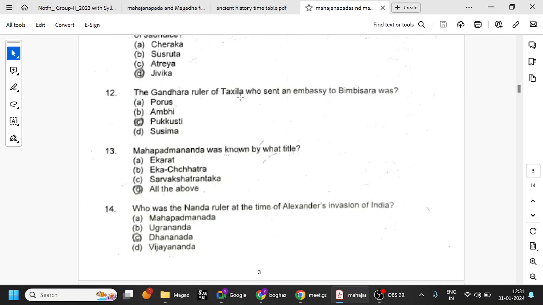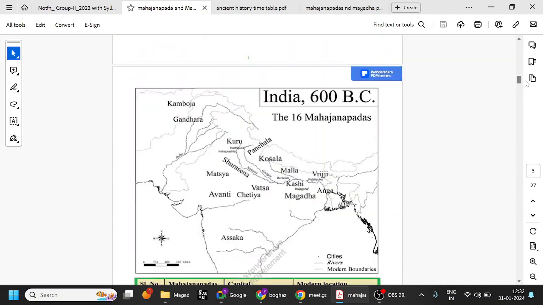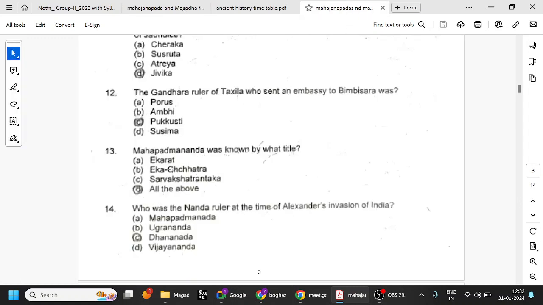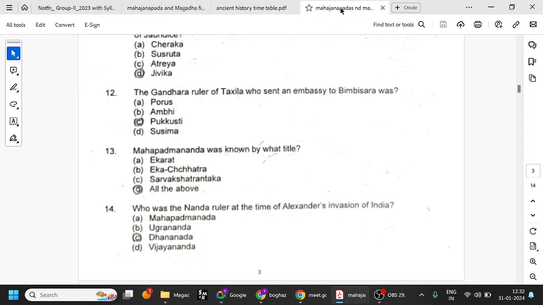So the Gandhara ruler of Takshila, who sent an embassy to Bimbisara, was Pukushti. Taxila is in the northernmost, in Gandhara. So Pukushti is the ruler of Gandhara, and from there he sent an embassy to Bimbisara. Bimbisara means Magadha here. So from here he sent an embassy to Magadha. Remember that. And his name is Pukushti.